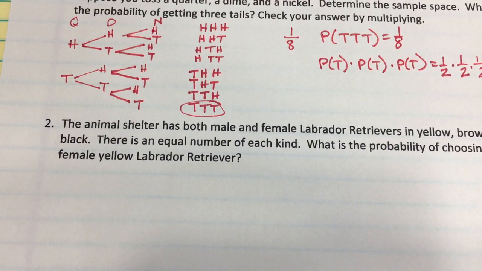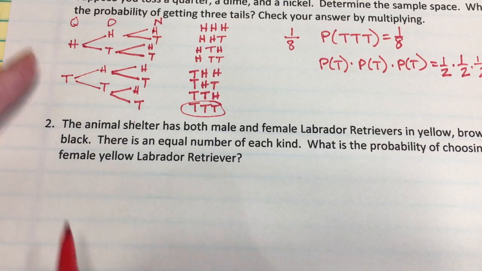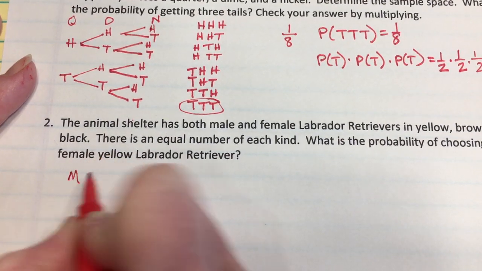Look at the second example. The animal shelter has both male and female Labrador retrievers in yellow, brown, or black. There's an equal number of each kind. What's the probability of choosing a female yellow Labrador retriever? So we have 2 kinds of dogs. We have male and we have female.